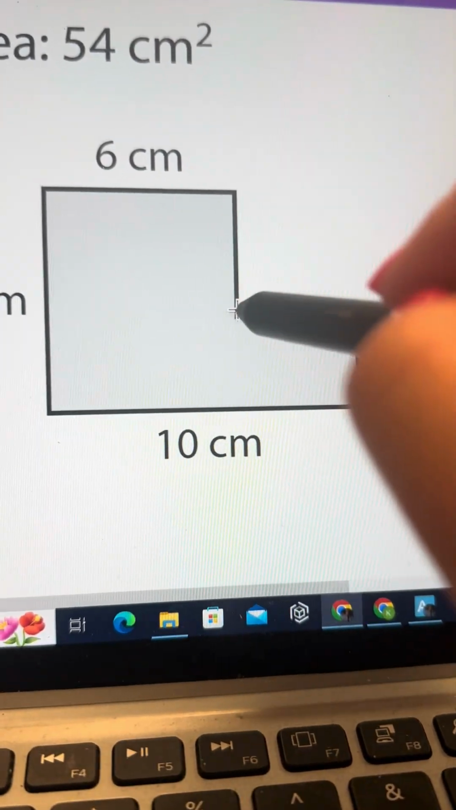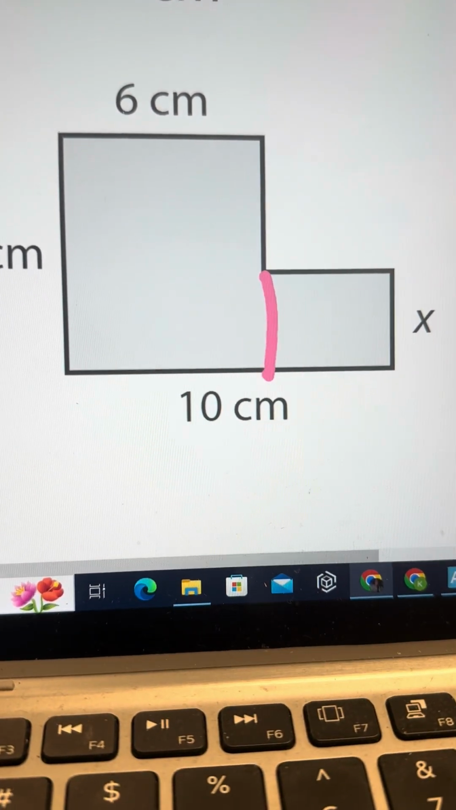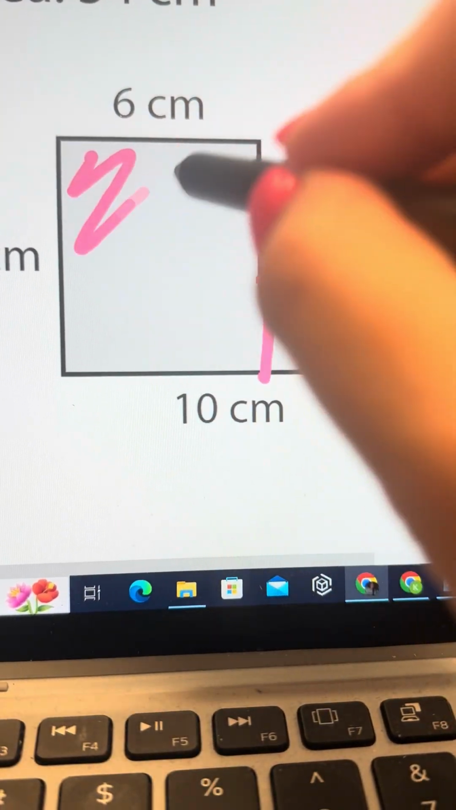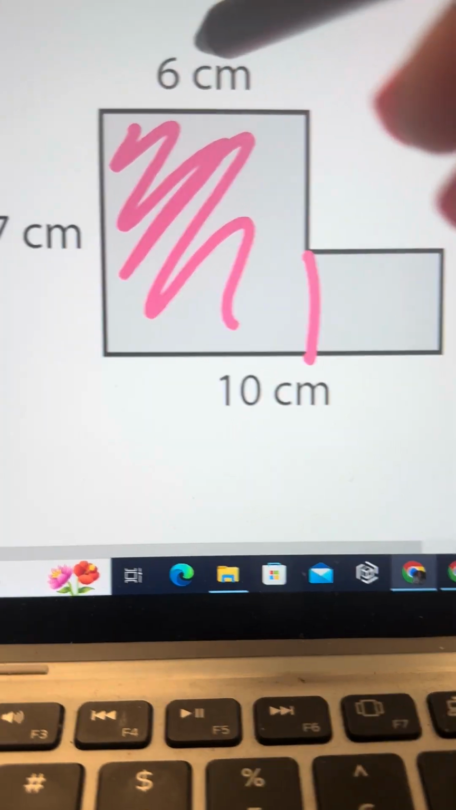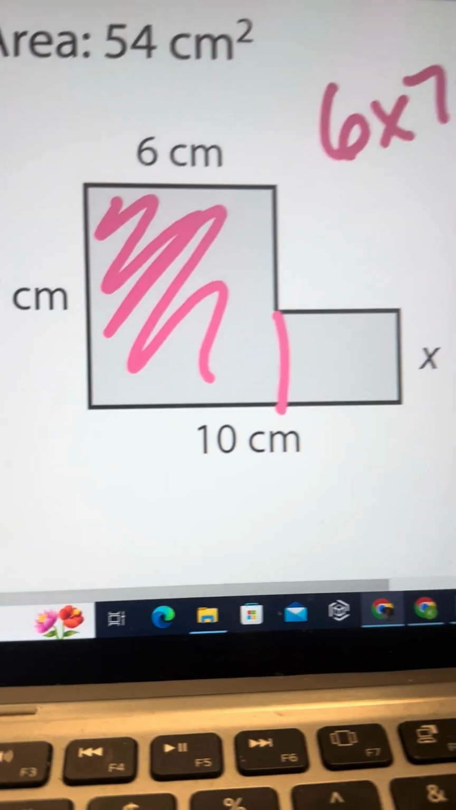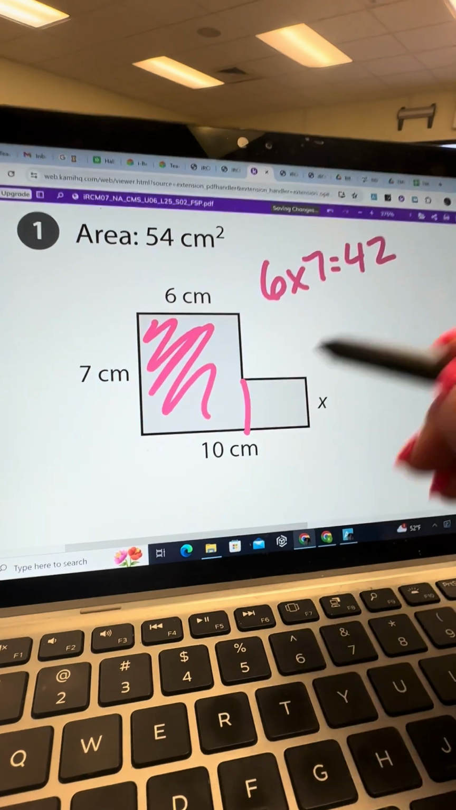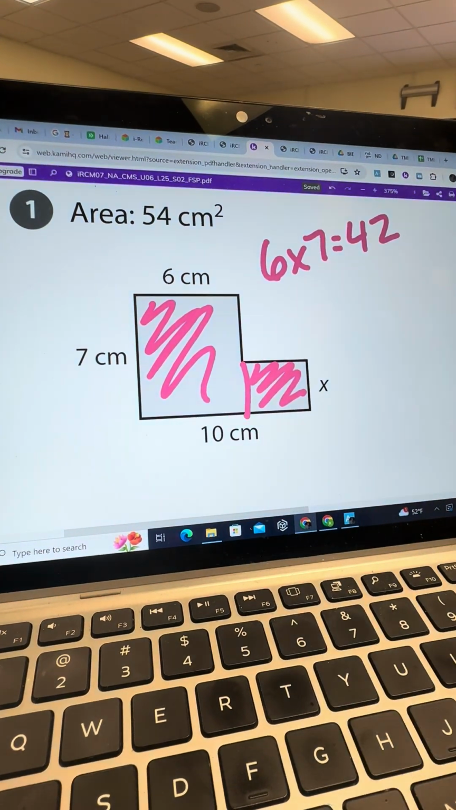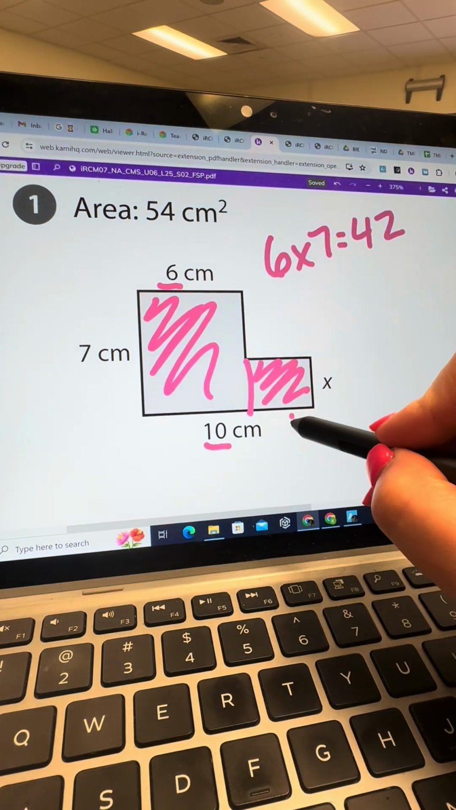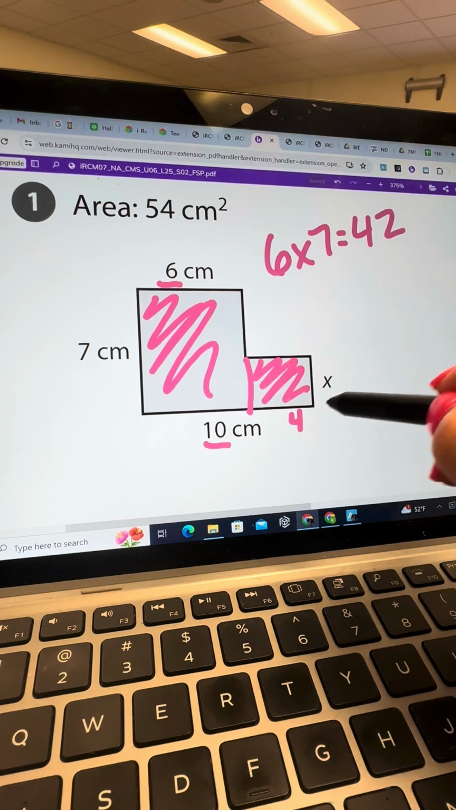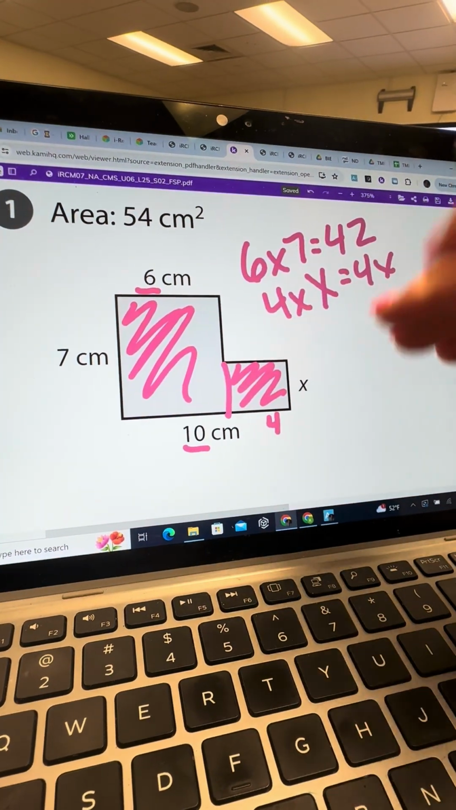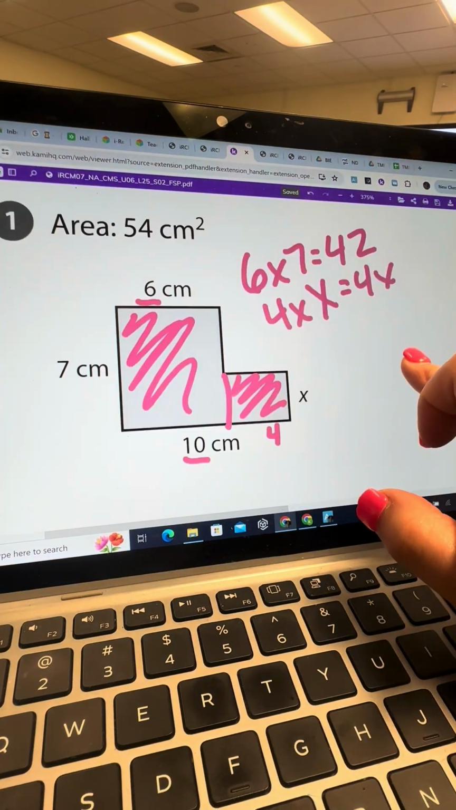So we can start with breaking this into shapes that we know how to find the area of. To start, we could find the area of this shape, which would just be 6 times 7, which equals 42. And then finding the area of that little rectangle, that would be 10 minus 6. This length would be 4. 4 times x is just 4x. And we have to set both of those equal to 54.